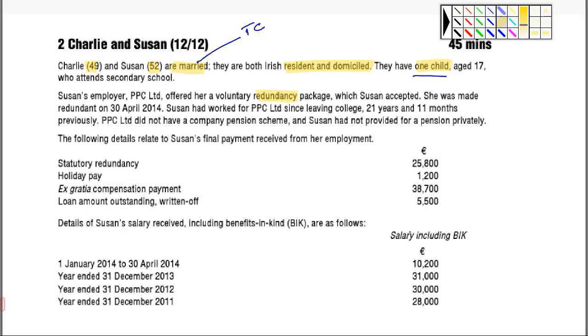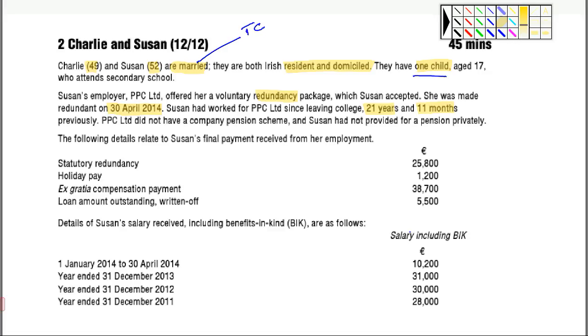Now, the date is the 30th of April 2014. That is significant. More of that later. In other words, she's not being made redundant on the 31st of December. Outside of that, they say that she's been with the company for 21 years and 11 months. Interesting that they give me a set of months. I'm wondering, why are they doing that? Why are they saying 21 years and 11 months? Again, more of that later.